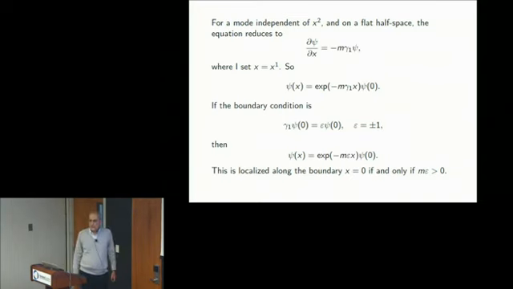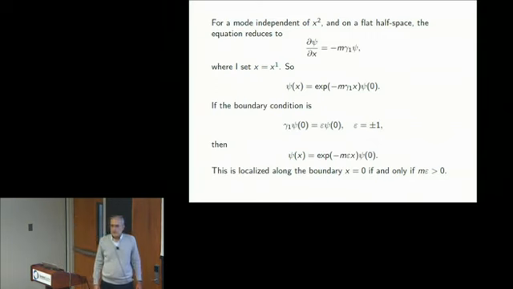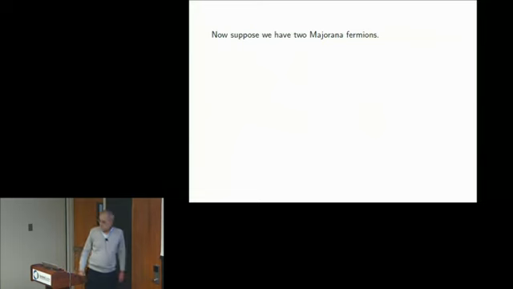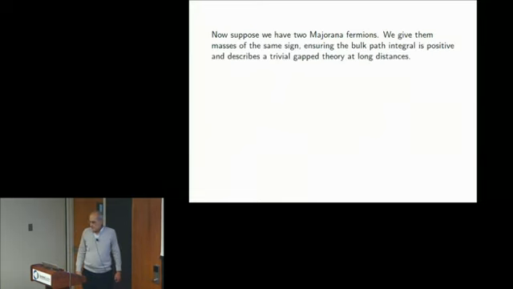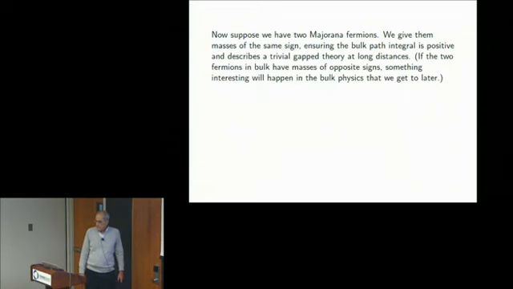So if m epsilon is positive, the attempt to trivialize the theory by creating masses has failed, because there's a mode along the boundary that will behave like a massless mode in one dimension, only propagating along the boundary. If m epsilon is negative, then the attempt to trivialize the theory has succeeded. Well, suppose we have two Majorana fermions. We give them masses of the same sign, ensuring that the bulk path integral is positive and describes a trivial gapped theory at long distances. If the two fermions in bulk have masses of opposite sign, something funny will happen that we get to later. But we'll take the bulk masses to have the same sign.